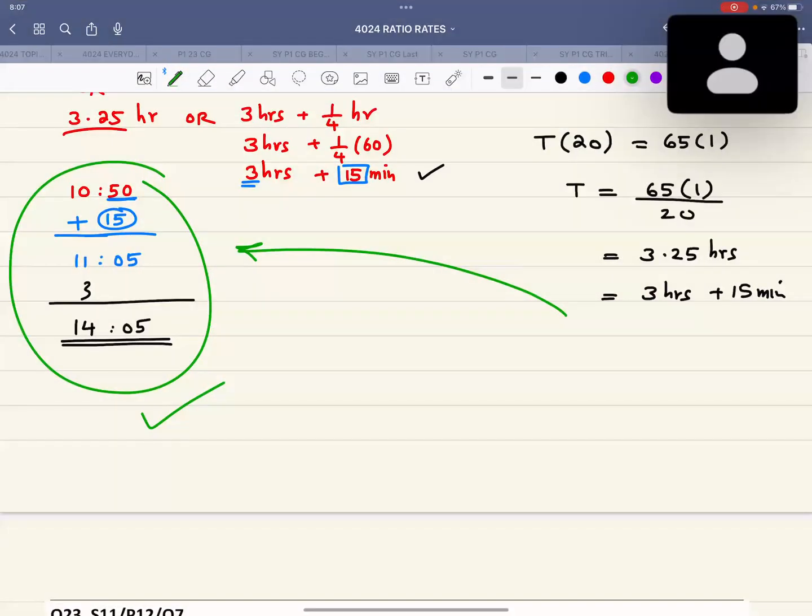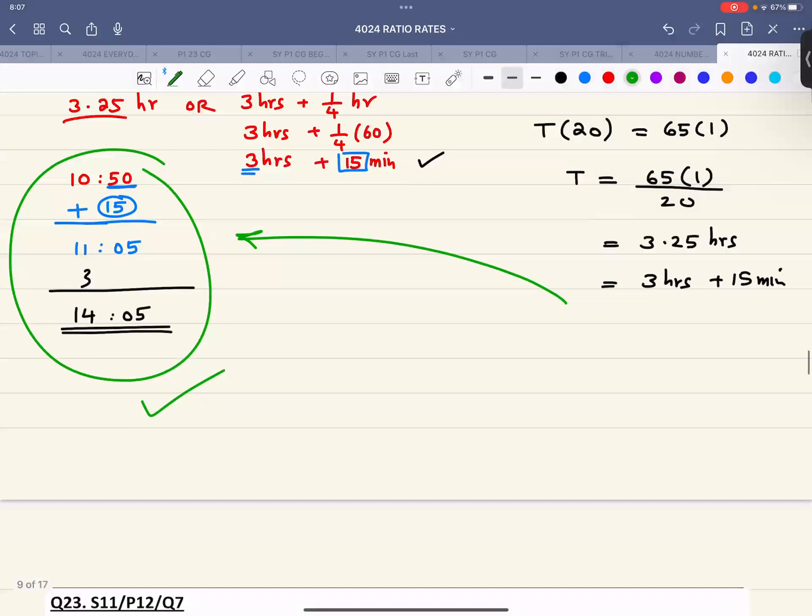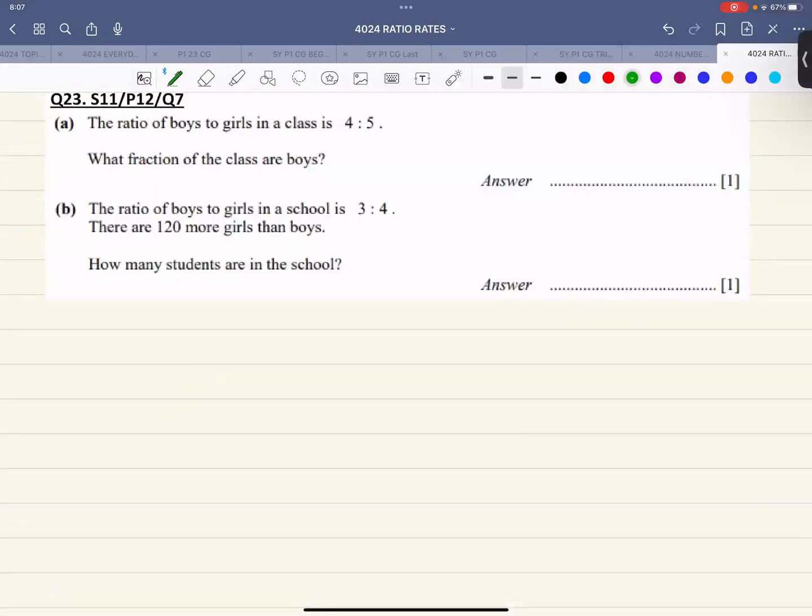Now, let's move on. Let's look at this question. The question says, the ratio of boys to girls in a class is 4:5. What fraction of the class are boys? This is a simple question. This is boys, this is girls. 4 plus 5 comes out to be 9. Therefore, boys is 4 out of 9.